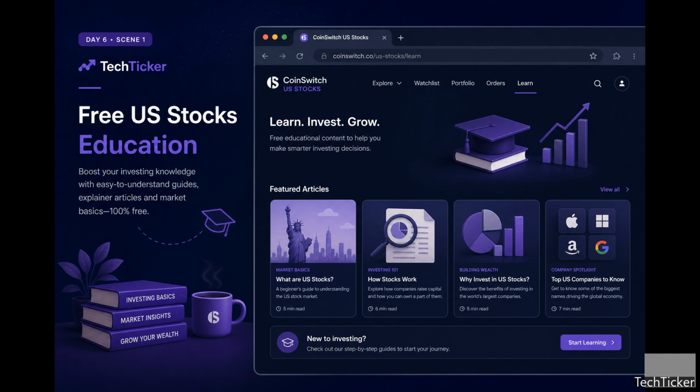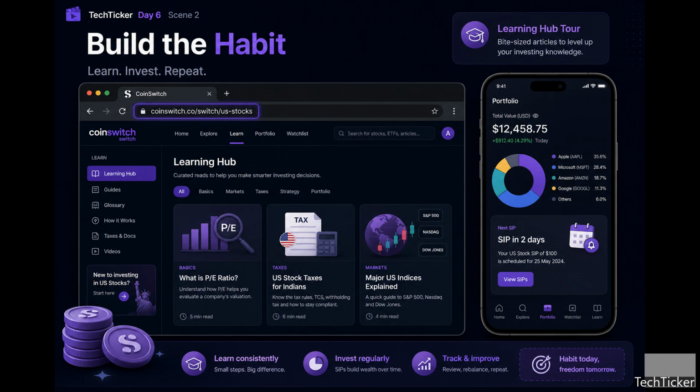Day 6. We've spent 4 days on CoinDCX mechanics. Today we flip to CoinSwitch, your education engine and habit builder. Even if you never trade a single future, this day's content will make you a sharper investor.